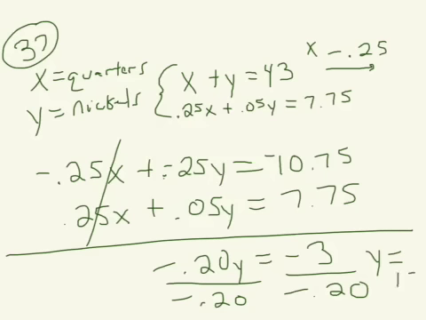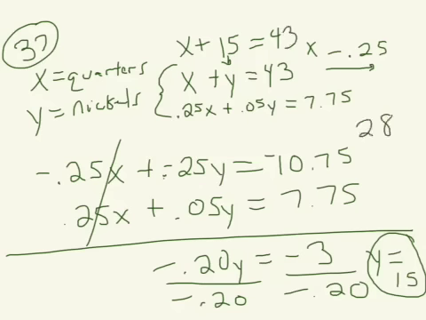So y equals 15. So that tells us right now that there's 15 of y, which is 15 nickels. Now if there's 15 nickels, how many quarters are there? Well, if I were you, I would just go ahead back and plug 15 in for nickels, y. And then so what number plus 15 is equal to 43? So we could solve that equation by subtracting 15 from 43, and that's where we get the answer of 28 nickels, or 28 quarters, excuse me. So x is equal to 28. Okay?